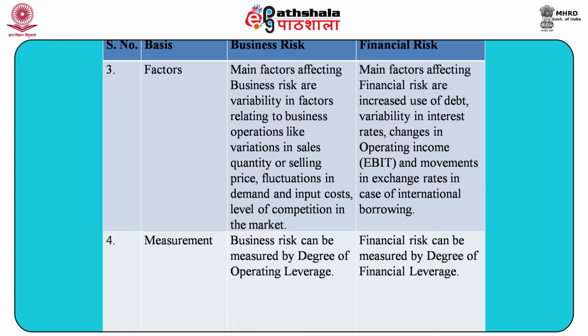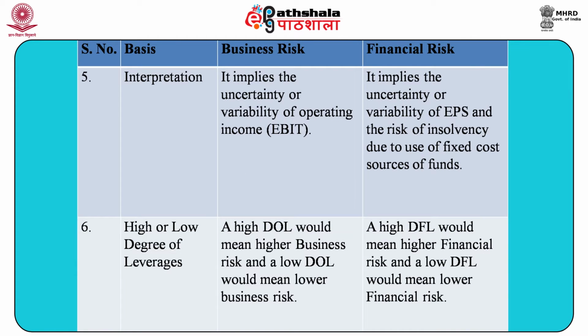4. Measurement. Business risk can be measured by degree of operating leverage, whereas financial risk can be measured by degree of financial leverage. 5. Interpretation. It implies the uncertainty or variability of operating income, whereas it implies the uncertainty or variability of EPS and the risk of insolvency due to use of fixed cost sources of funds. 6. High or low degree of leverages. A high DOL would mean higher business risk and a low DOL would mean lower business risk, where a high DFL would mean higher financial risk and a low DFL would mean lower financial risk.